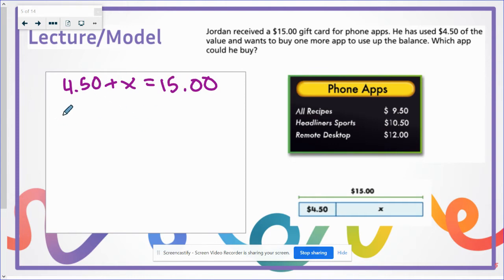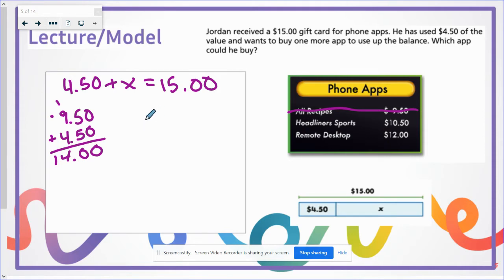So let's first add $9.50 plus $4.50 for the All Recipes app. Zero and zero, 5 and 5 is 10, 1 plus 9 is 10, plus 4, that's only $14. So we know All Recipes would not work because he wants to use the whole card. He would have $1 left if that was the case.